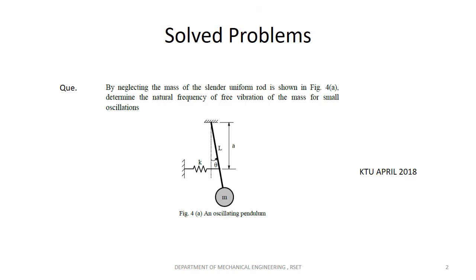So the first question is, by neglecting the mass of the slender uniform rod as shown in figure 4a, determine the natural frequency of free vibration of the mass for small oscillation. The configuration diagram is given. You can see L is the length of the arm of the pendulum, M is the mass of the bob attached to the end of the arm, and K is the stiffness of the spring which is attached to the arm of the pendulum. A is the length, that is the vertical length between the point of oscillation and the spring.